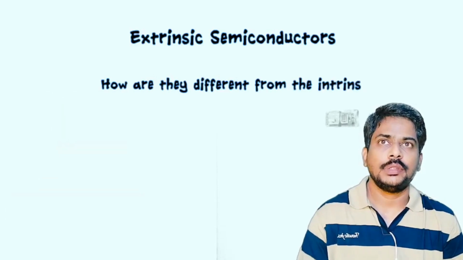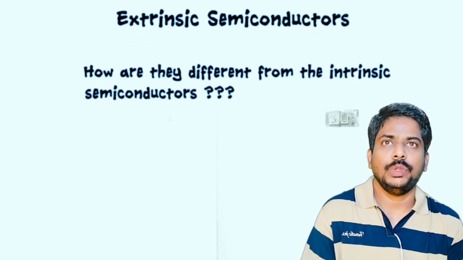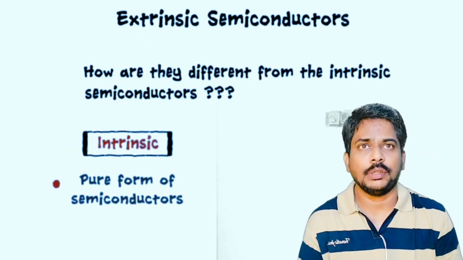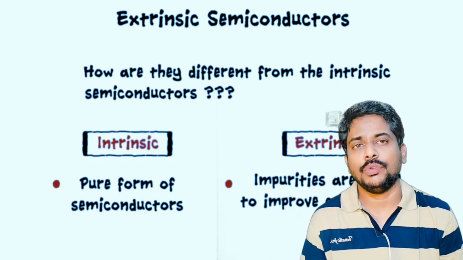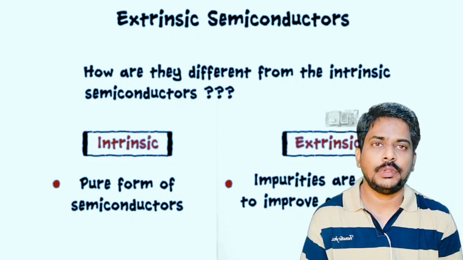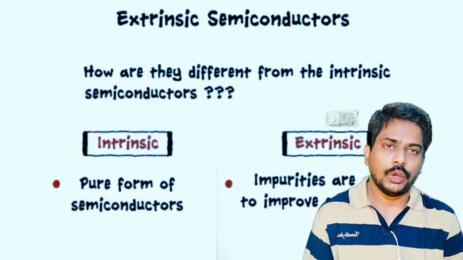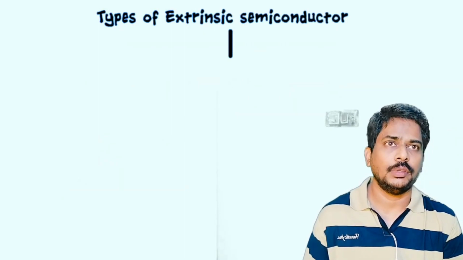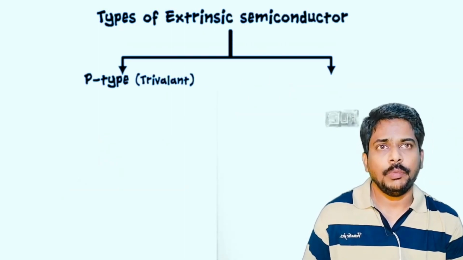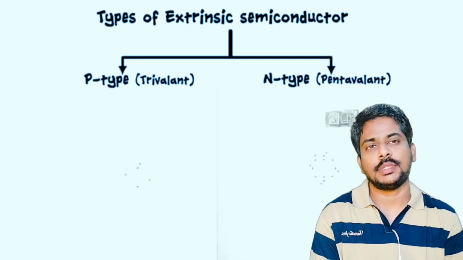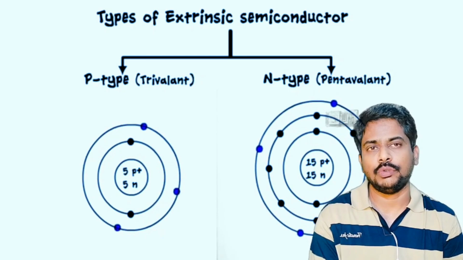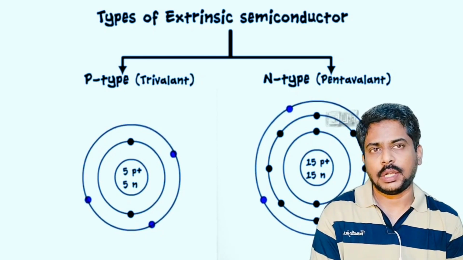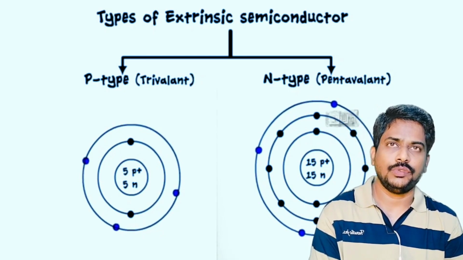Coming to the extrinsic semiconductors, how are they different from the intrinsic semiconductors? Intrinsic semiconductors, as I said, are pure in form, and pure silicon and germanium are the examples, where they do not form any compound with any material. The next thing is extrinsic semiconductors. Impurities are added to the pure semiconductor to improve the conductivity. If I want to increase or change the conductivity of the semiconductor, I can use some impurities.